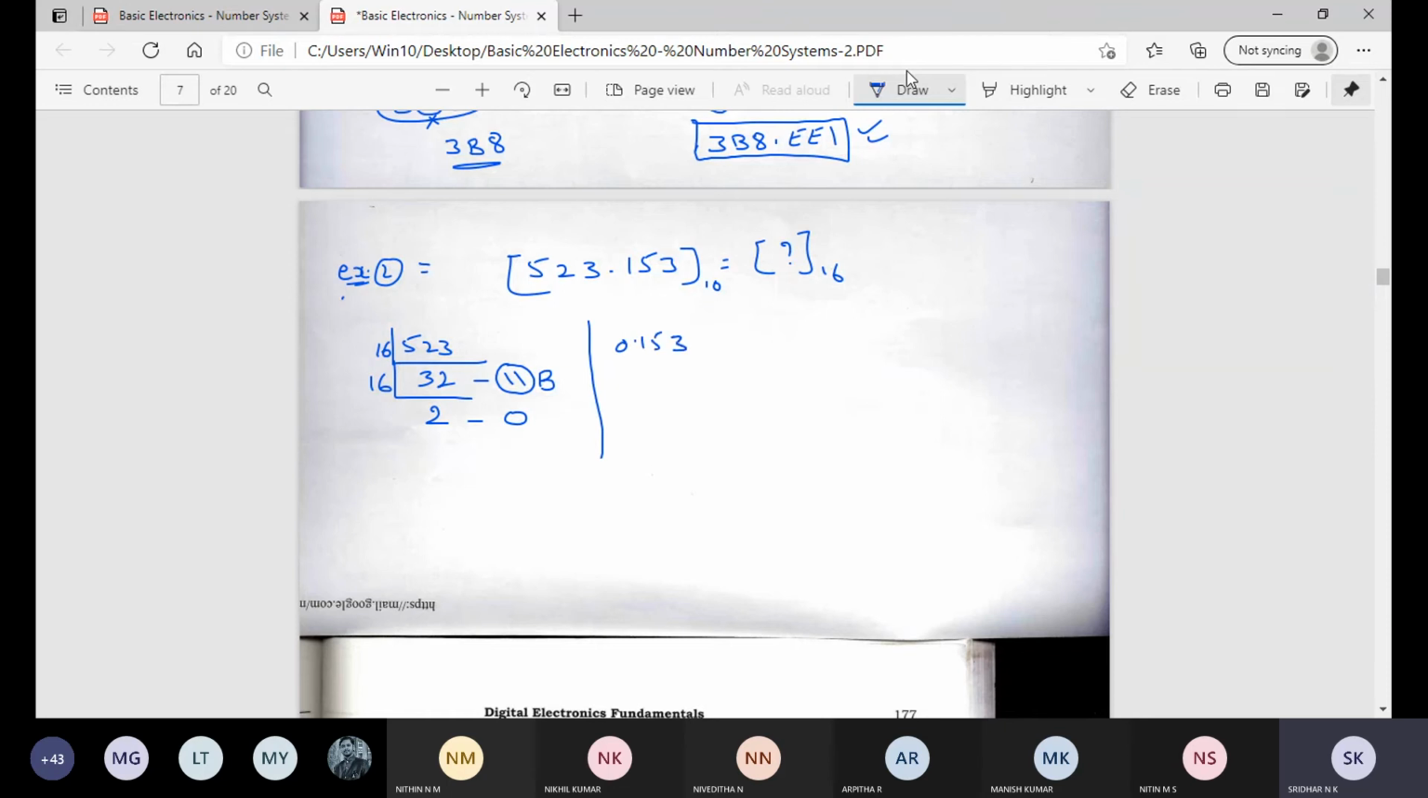0.153 into 16. What will be the product? 2.448. So I can write here 2, and this fraction 0.448 I'll take out for the next iteration. That is 0.448 into 16.